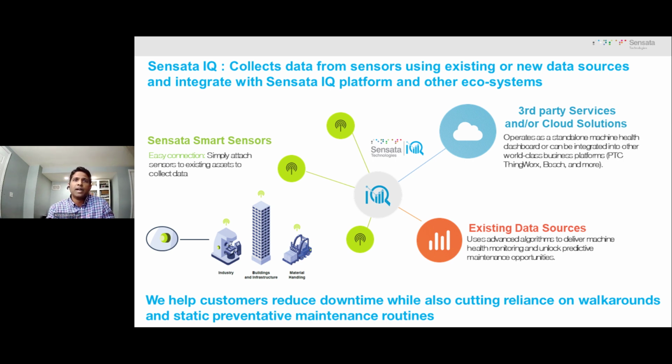Our goal here is to help customers reduce downtime while also cutting reliance on walkarounds or static preventative maintenance practices. If you currently offer walkaround services, we want you to spend more time analyzing the data and writing reports rather than spending time traveling to the customer sites. Our cloud solution has a built-in asset library of physics models, self-learning AI and machine learning models, device maintenance workflows, and also a user-configurable dashboard.